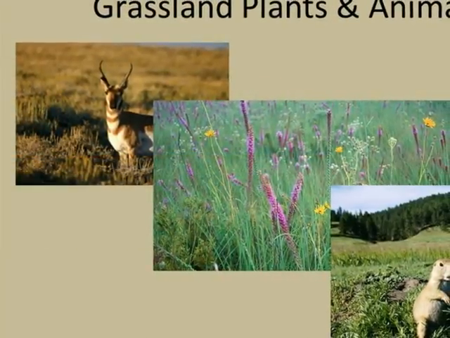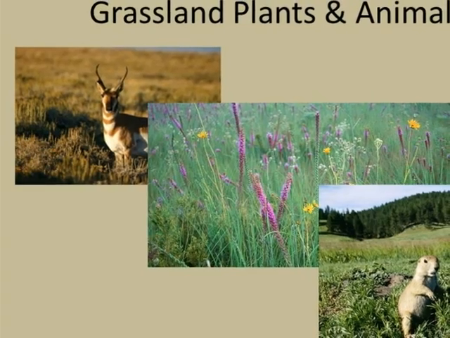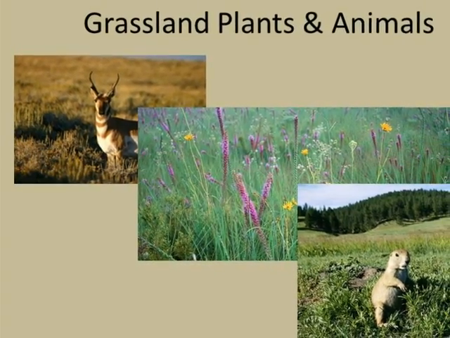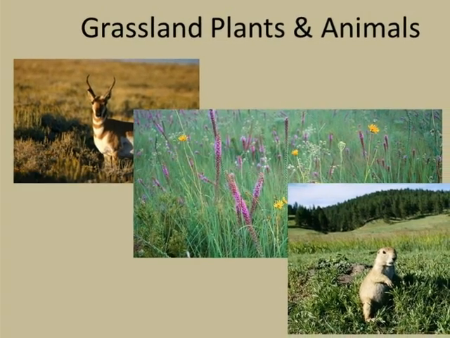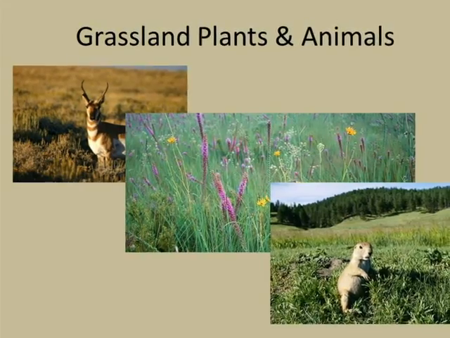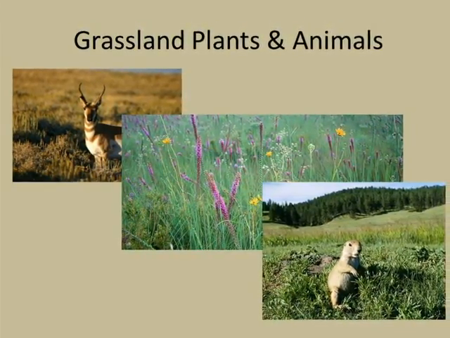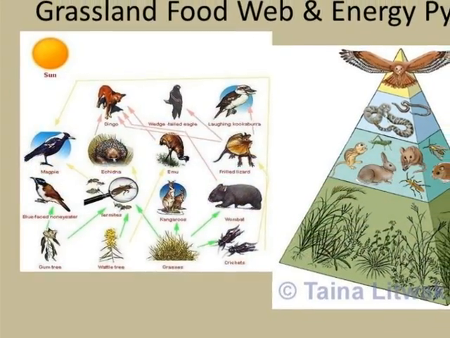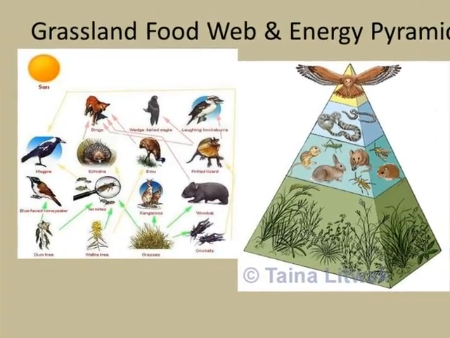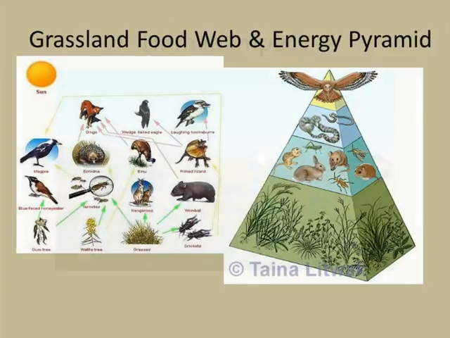Grassland plants include blue grama, buffalo grass, big bluestem, switchgrass, and little bluestem, which are all grasses. Animals include eagles, badgers, bees, prairie dogs, and foxes. Animals like bison have stomachs that are adapted to feed solely on grasses. To the left is an example of a food web from the grassland, while to the right is an example of an energy pyramid from the grassland.